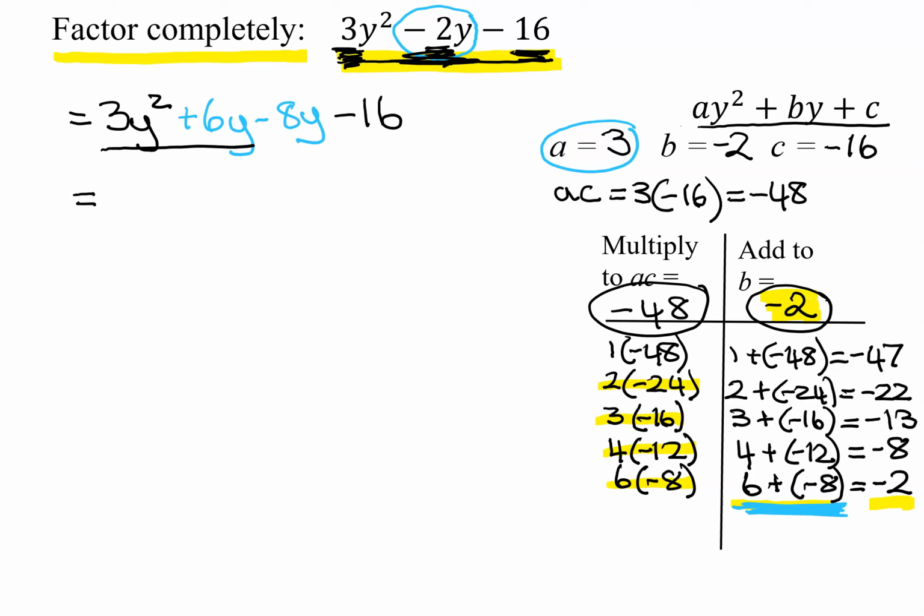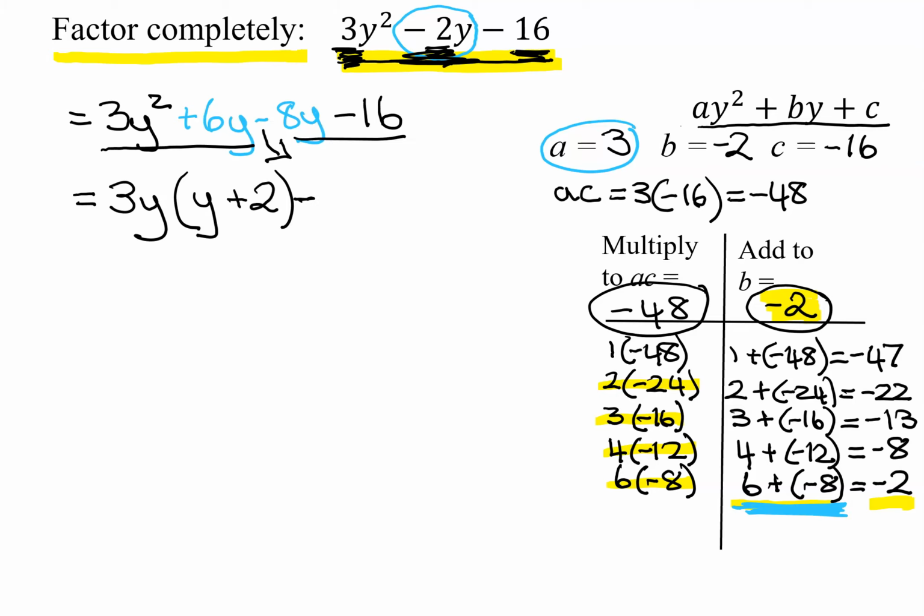What do the first two have in common? 3 and a y. Pull a 3y out of a 3y squared, it leaves y. Pull a 3y out of a 6y, it's going to leave plus 2. Now you bring down the middle sign, it's a negative.